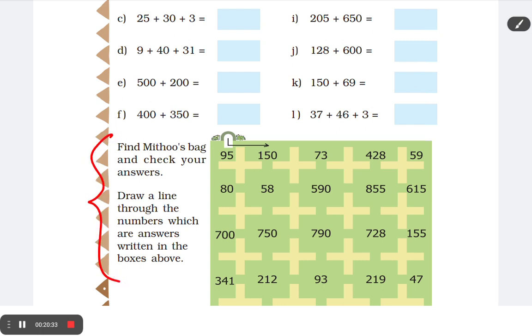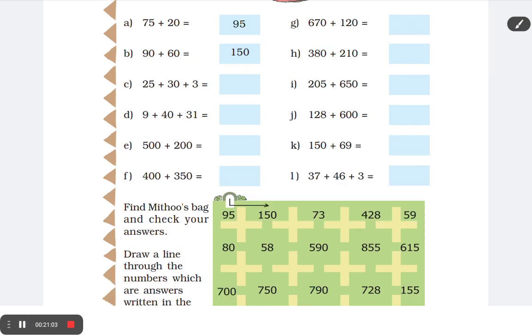See this. Find Mittu's bag and check your answer. Whatever answer you got, check whether that answer is there in this box or not. Draw a line through the numbers whose answers are written in the boxes above. Whatever answers you have got in these boxes, you have to write them. First you start with A.